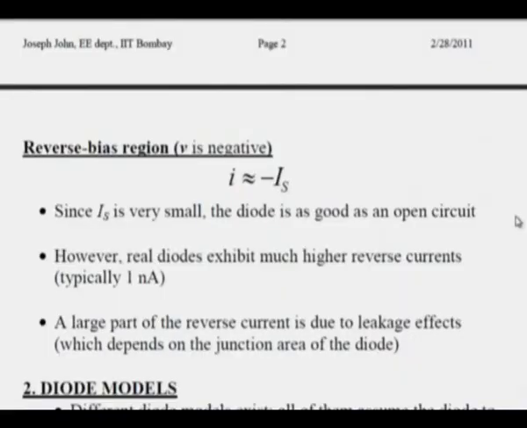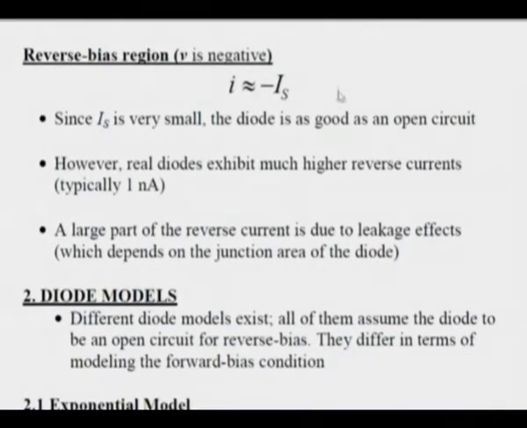But tell me, what is the problem? IS is the saturation current. But if you actually make a measurement, somebody might say that you actually get a much higher current. In the forward region we said it is only forward bias current, but in the reverse region, reverse bias in the same equation, when your V becomes negative, the e to the power minus V by Vt becomes almost close to 0.